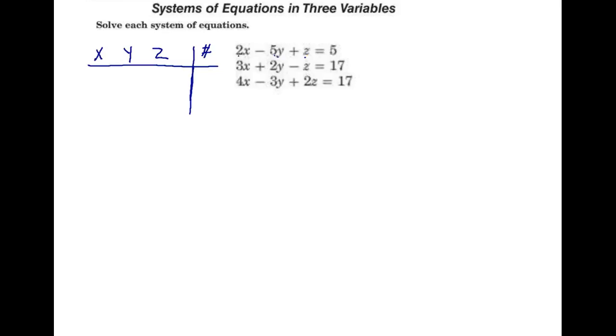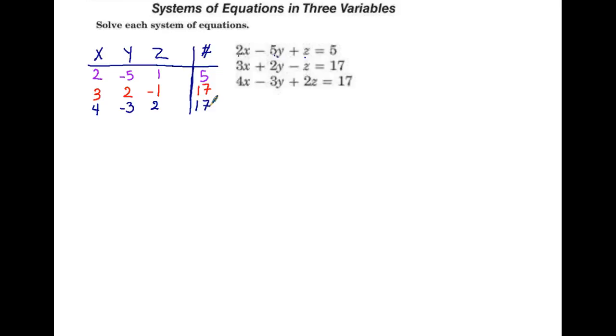So for the first equation, x has a 2, y has a negative 5, z has a 1, equals 5. For the second equation, x has a 3, y has a 2, z has a negative 1, and 17. And for the third equation, we have 4, negative 3, 2, 17.